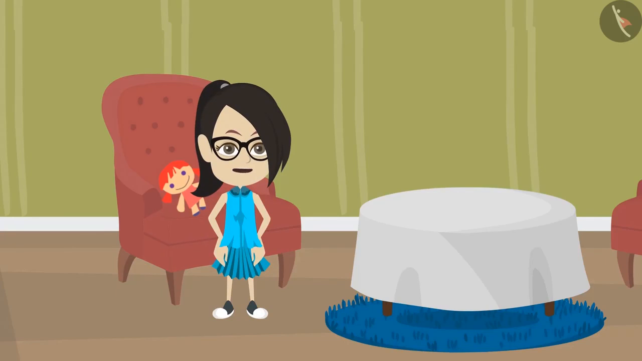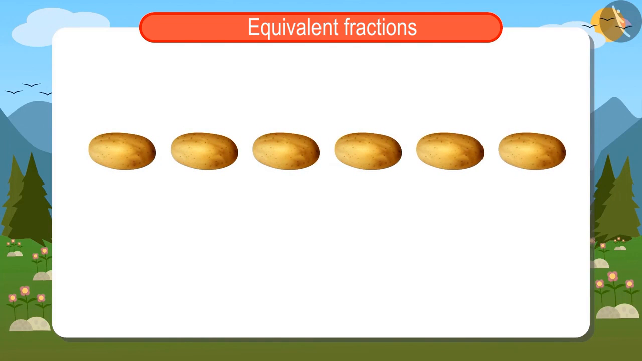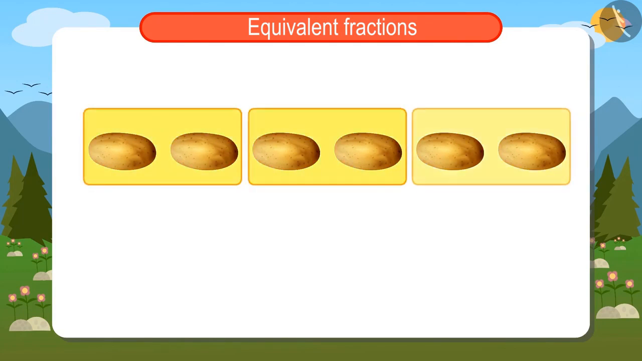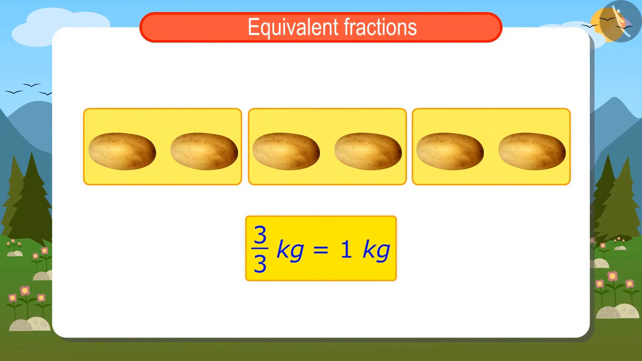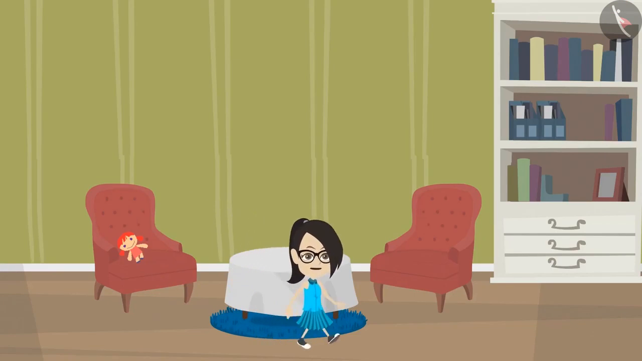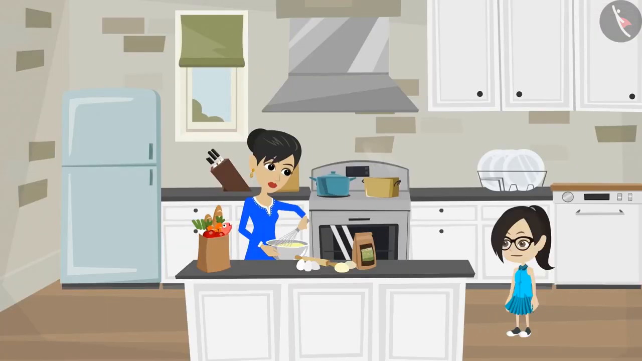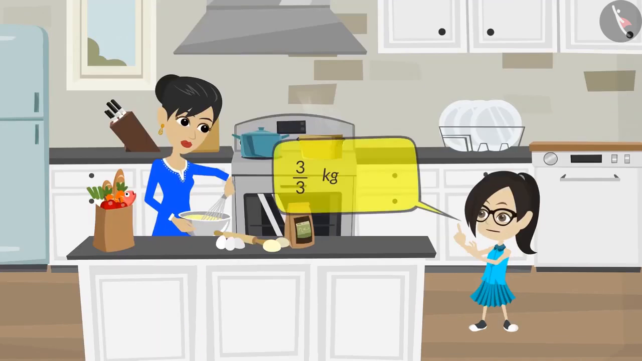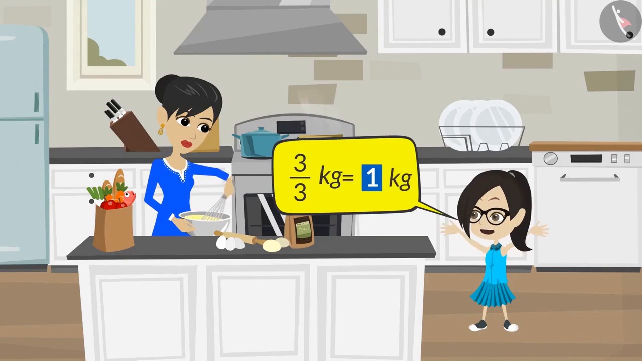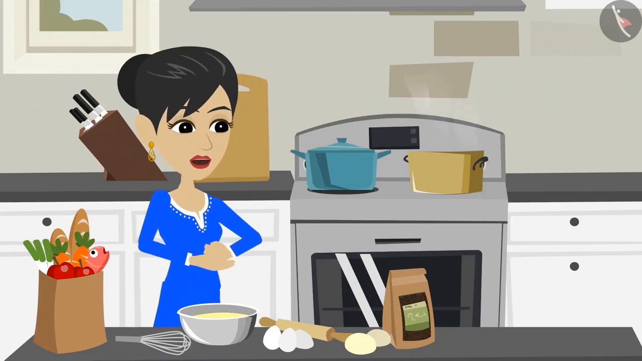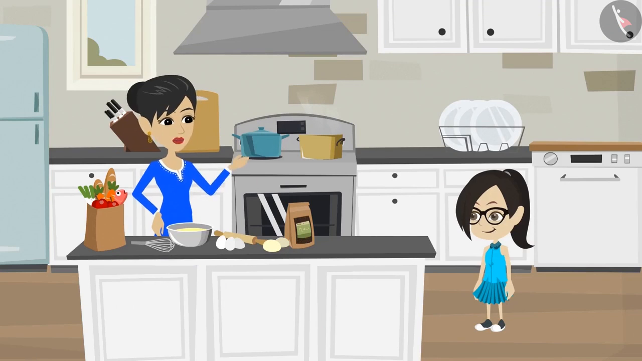Assuming I buy a kilogram of potatoes and get a total of 6 potatoes. Now, if I divide these potatoes in 3 parts, then there will be 2 potatoes in each part. Now, if I take all 3 of these parts, then it will be 6 potatoes of 6. This means 1 kilo of potatoes will come in 3/3 kilos. Now I will tell Mummy. Mummy, I have discovered that 3/3 kilograms of potatoes will be 1 kilogram of potatoes. Well done, Vandana. Now go bring the potatoes too.